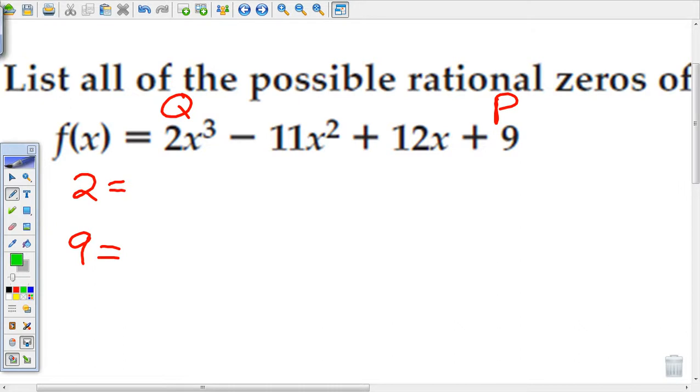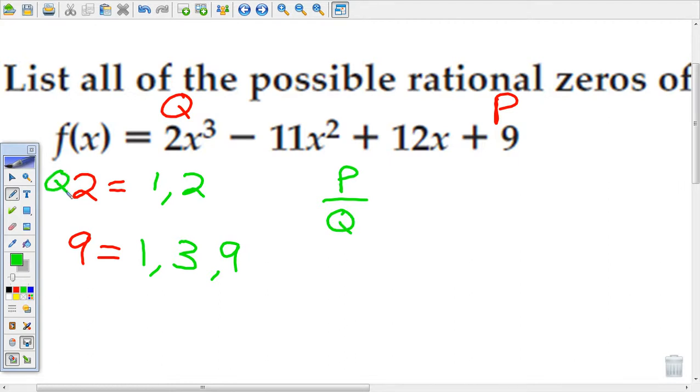So for 2, what are the factors of 2? 1 and 2. What are the factors of 9? 1 and 9 and 3. So now I can write all the combinations of P over Q. P over Q, and this was Q, and this was P.